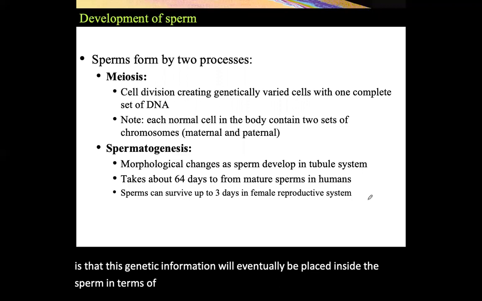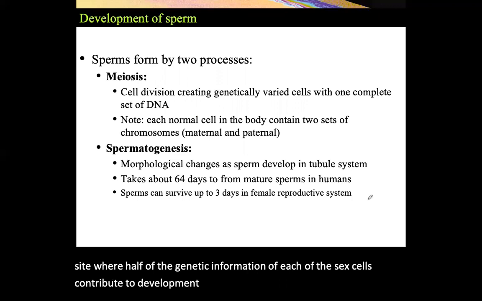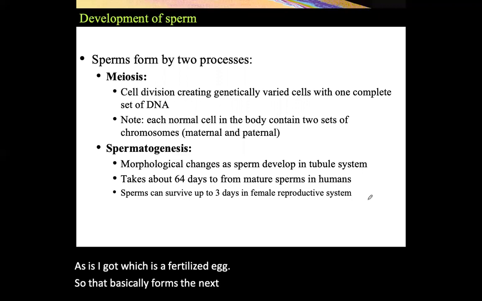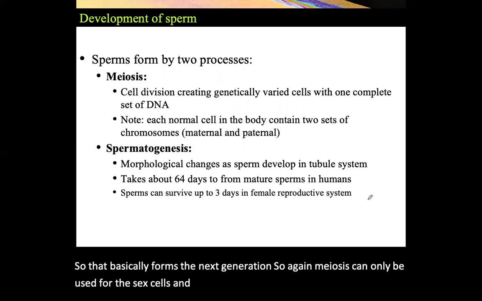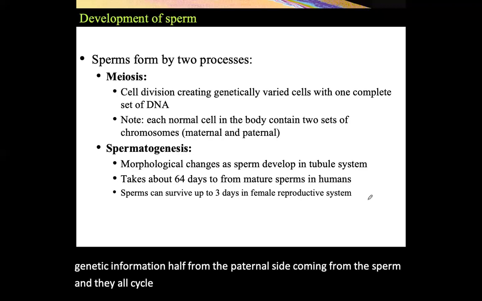and in terms of female will be placed inside an oocyte, where half of the genetic information of each of the sex cells contributes to the development of what we identified as a zygote, which is a fertilized egg. So that basically forms the next generation. Again, meiosis can only be used for the sex cells, and each of the sex cells will only carry half the genetic information, half from the paternal side, coming from the sperm, and the oocyte will carry the other half of the genetic information from the maternal side.